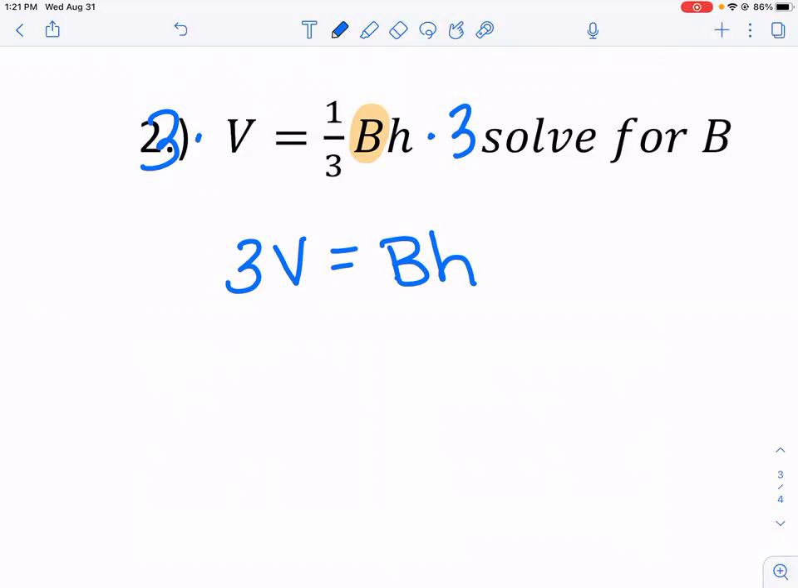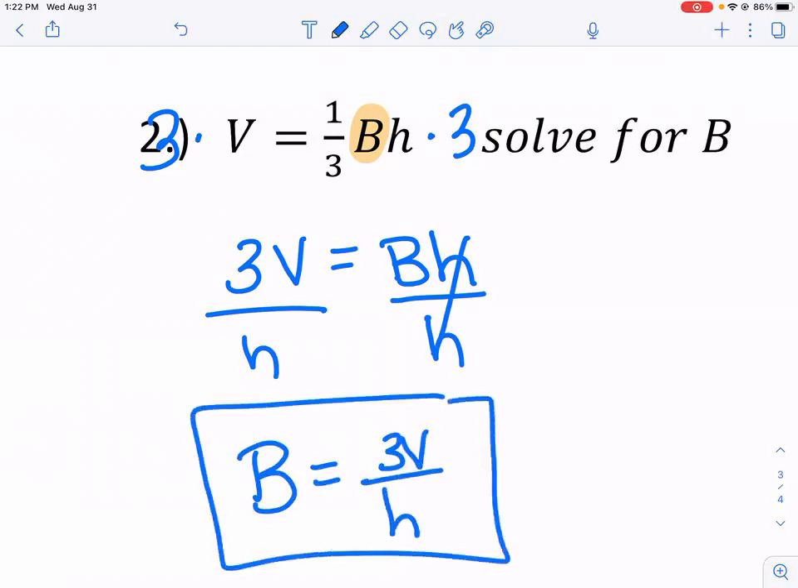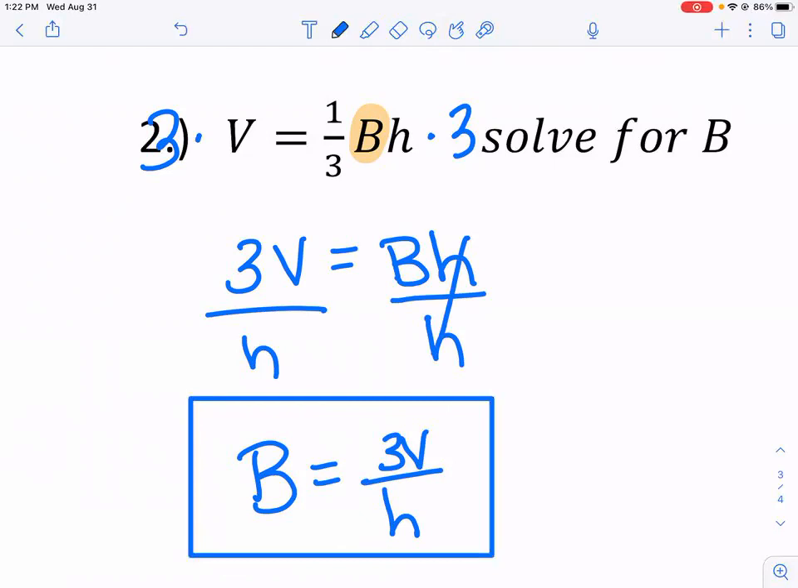Okay. Aiden, what's our last step? Divide both sides by what? H. Well, we're solving for B. So maybe we should divide by H. And capital B equals 3V over H. Doesn't matter on the back one. It's lowercase. If it's in the formula, it better stay the same way.